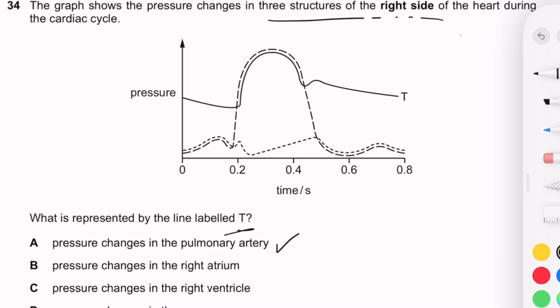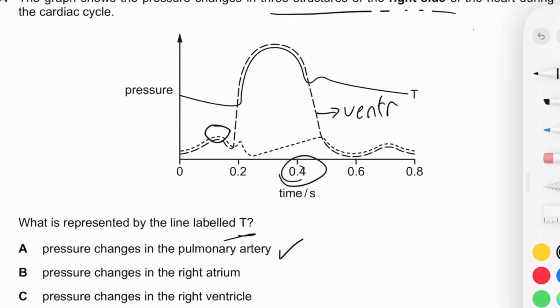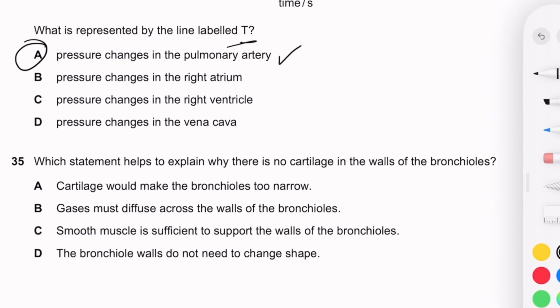This is pressure changes in the ventricle, because as you can see, during the time about 0.4 seconds, there's contraction of the ventricles, right? And besides the contraction of the ventricle, the pressure is extremely high, that shows that it's in the ventricle. This is obviously the atria, right? Whatever type of artery it is. So T is the artery, right? So that's the pulmonary artery.